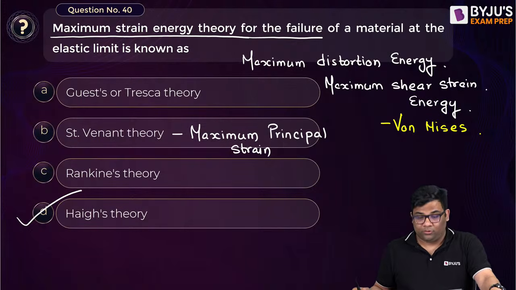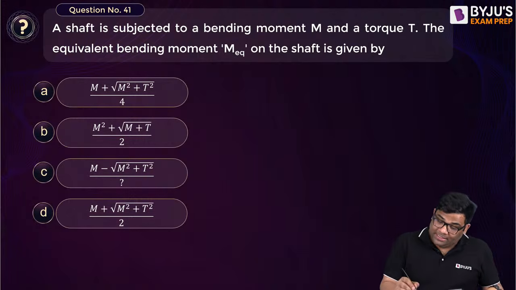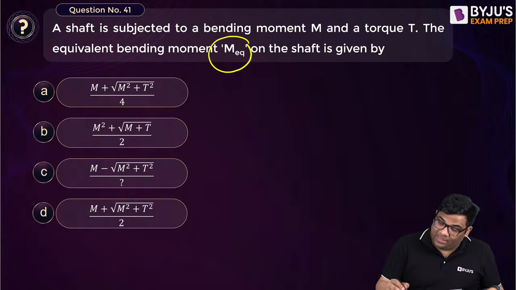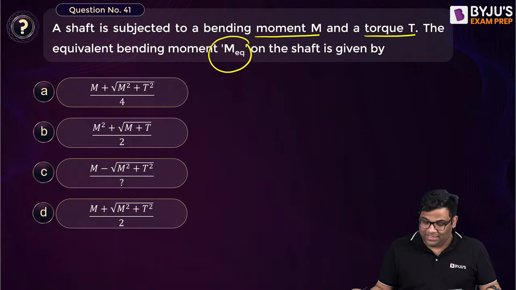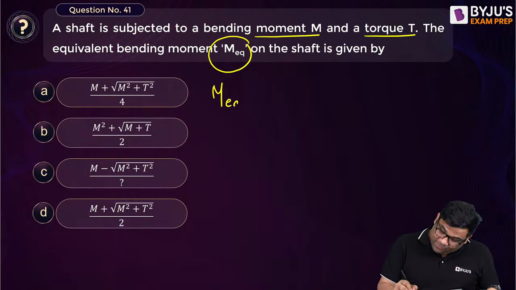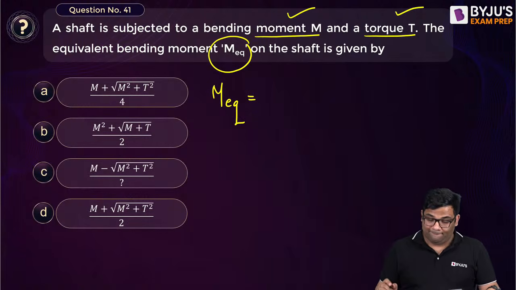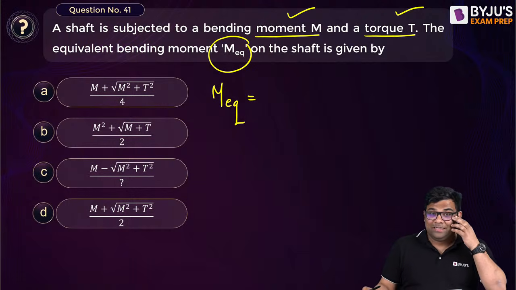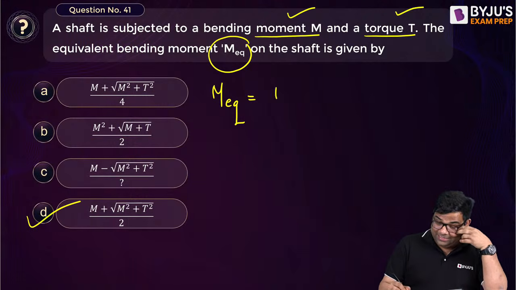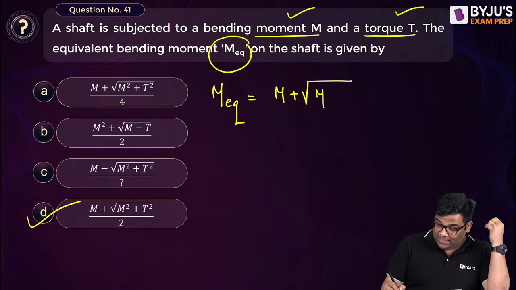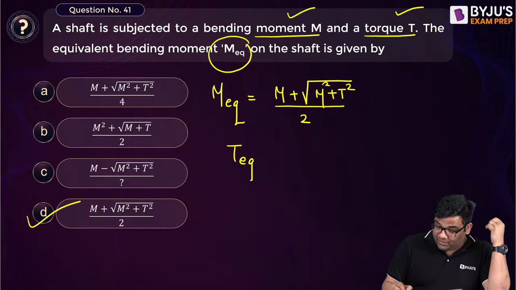Von Mises. Next question. The equivalent bending moment when we have a bending moment of M and T. What's the right answer? Straightforward question. M equivalent when we have a bending moment and torsion acting together. Read the options carefully. Yes, it is D. It is M plus root under M square plus T square, divided by 2. And the equivalent torsional moment is simply root under M square plus T square.